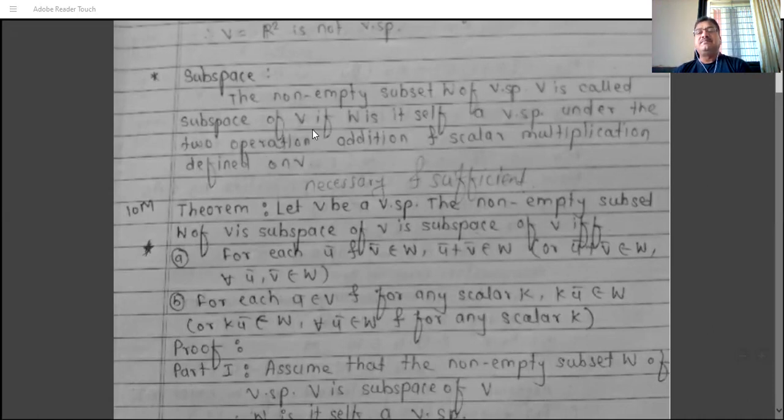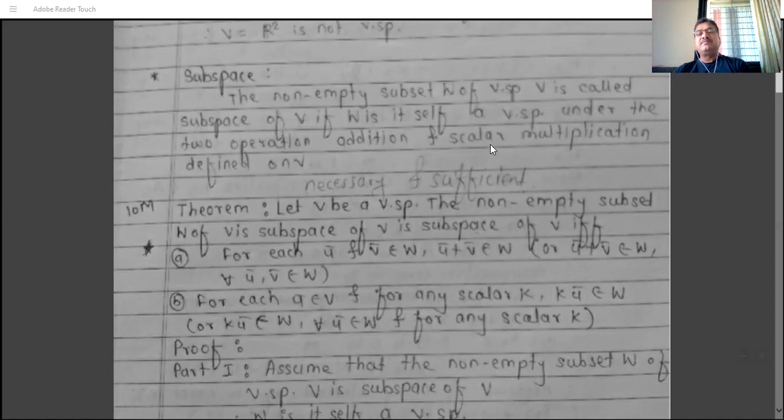W satisfies all the 10 conditions of a vector space, when W is itself a vector space under the two operations that are already defined on V. V is a vector space means V with the two operations, scalar multiplication and addition. Under these two operations, V is a vector space, and W is a non-empty subset of this vector space V. So, when W is a subspace, if W is itself a vector space, under what two operations? The operations that are already defined on the vector space V.